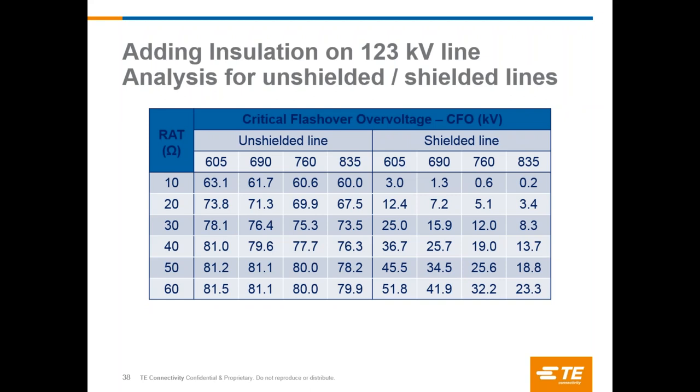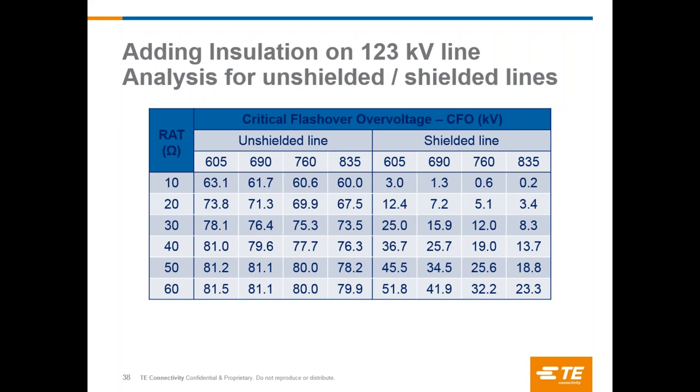We can check that in the case of the unshielded line, even increasing the insulation from 7 insulators to 10, in other words, increasing the critical flashover voltage of the line from 605 to 835 kV, the lightning performance is still bad. It's almost flat. We have a very small improvement of the transmission line lightning performance just by adding insulation in this unshielded line.